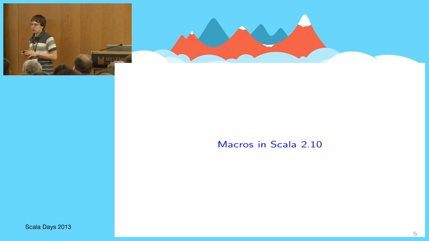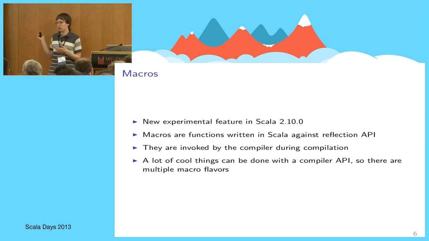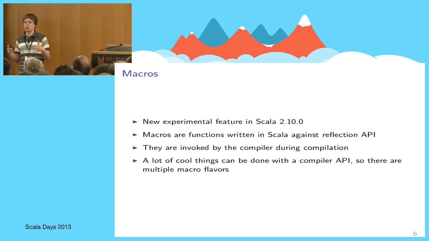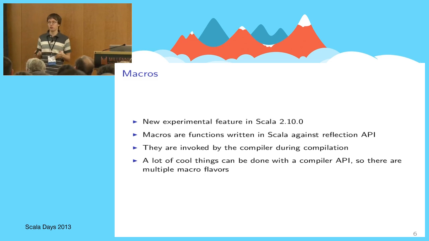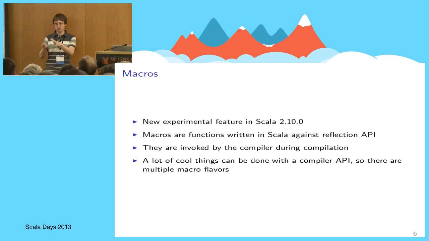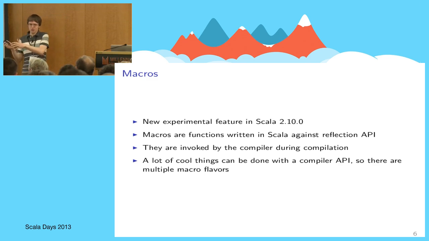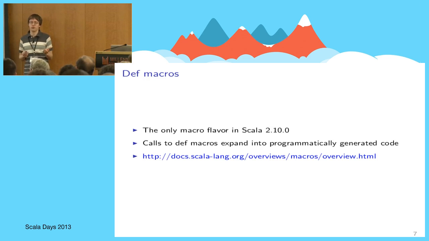Let's start with a short recap of what macros are in 2.10. Just a quick refresher. A lot of you probably already know that, but I'll be really quick. Macros are an experimental feature in 2.10, and this feature gives you the capability to write functions that will be run by the compiler at compile time. These functions communicate with the compiler using the reflection API, another experimental feature in Scala 2.10. Once you hook into the compiler, you can do lots of cool stuff. There are a lot of macro flavors, but in 2.10 the only flavor is def macros.